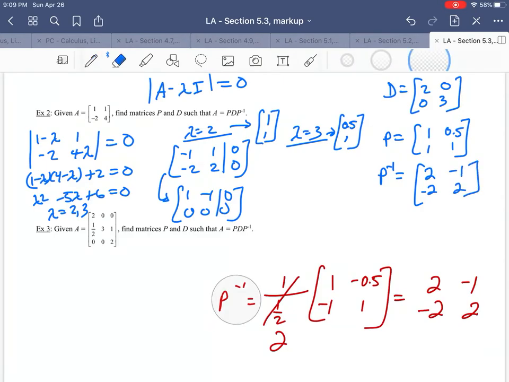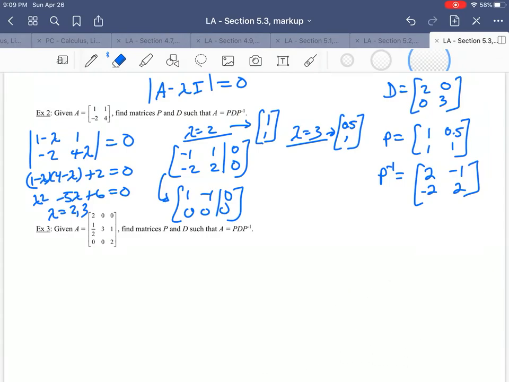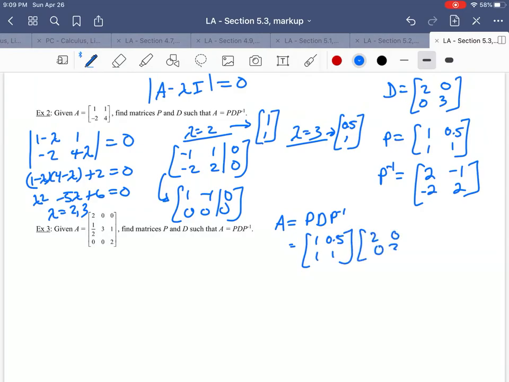All right, so now it's time to check this out and see if it all works. What we're checking is that A is really P times D times P negative 1. All right, so let's see. P is 1 and 0.5 and 1, 1. D is my 2, 0, 0, 3. And then P negative 1 is 2, negative 1, negative 2, 2.